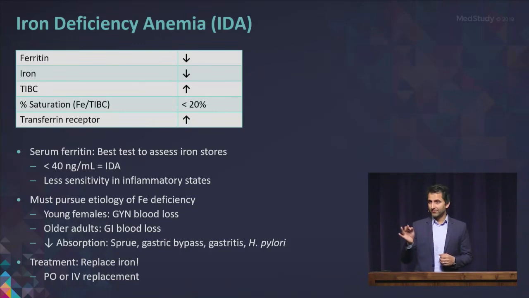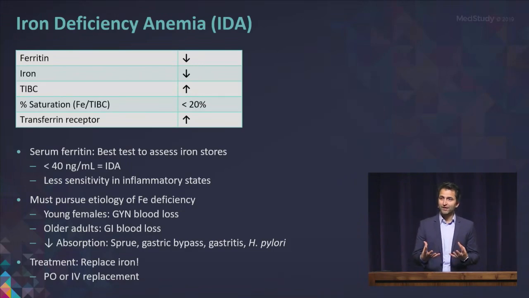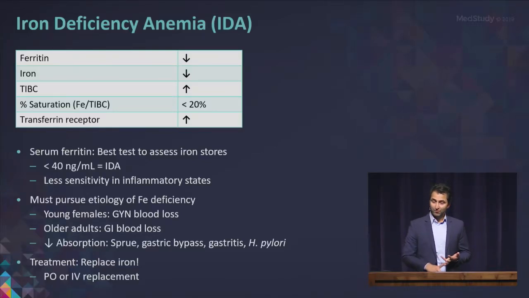Once you've diagnosed iron deficiency anemia in the appropriate patient, based on the signs, symptoms, and blood findings we've just discussed, you're only just getting started, because the real heart of the matter is figuring out what's the underlying etiology. So it's listed here: in younger females, you think about menorrhagia and menstrual blood loss.